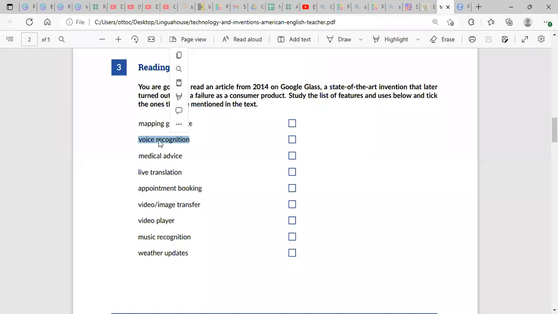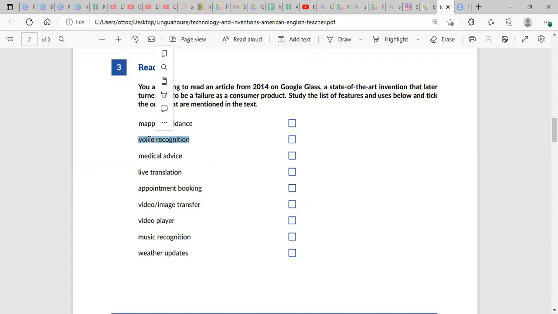Okay. Have you ever used Shazam? Yes. But I don't think that is voice recognition. I mean, I don't think that's Siri voice recognition. Yep. You too.